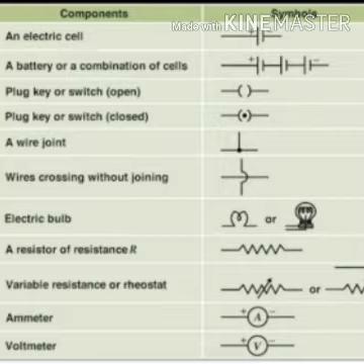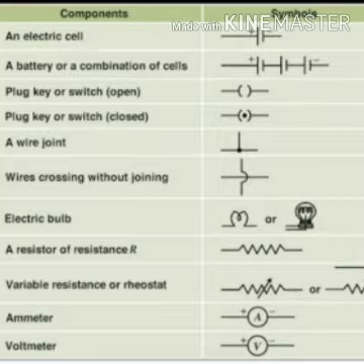Third one is plug key or a switch, which is open. Fourth one is also a plug key or switch, which is closed. Next, fifth one is a wire joint, which is also used in an electric circuit. Next, wire crossing without joining. Observe that symbol; it represents wire crossing without joining.